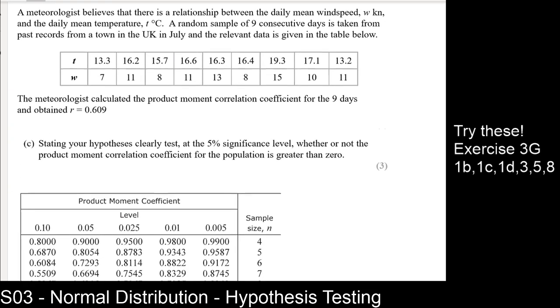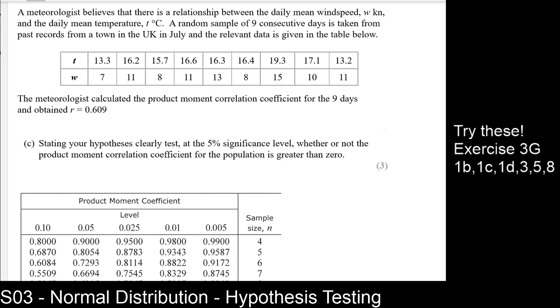For our second part, this is where the actual hypothesis testing comes in. A little reminder on what to do with the correlation coefficient. They've got their value of r to be 0.609. This is something you can do on your calculator, but it has already been calculated for us in the question. So for the 5% significance level, this is what we do for our hypothesis test.